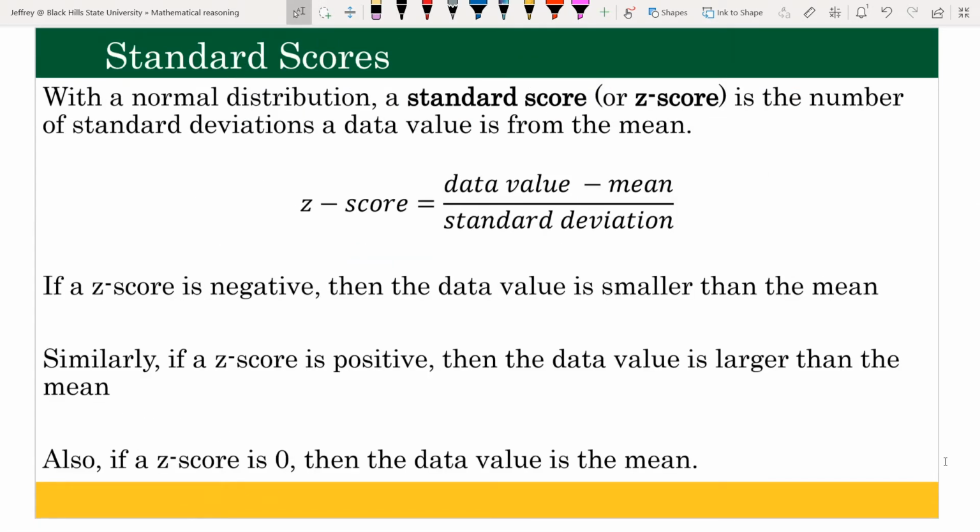So in the previous slide, I was talking about a number being 1 or 2 standard deviations from the mean, but we can get a better idea of how many standard deviations a number is from the mean if we calculate its standard score, or what I'm going to end up referring to as the z-score. The z-score essentially is how many standard deviations a number is from the mean, and if it's negative, then that tells me that it is to the left of the mean. If the z-score is positive, it is to the right of the mean. And of course, if the z-score is 0, then the data value is in fact the mean.